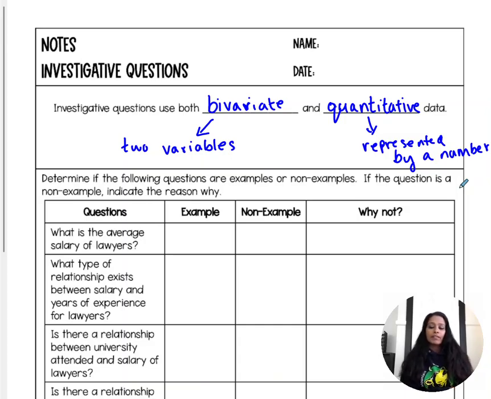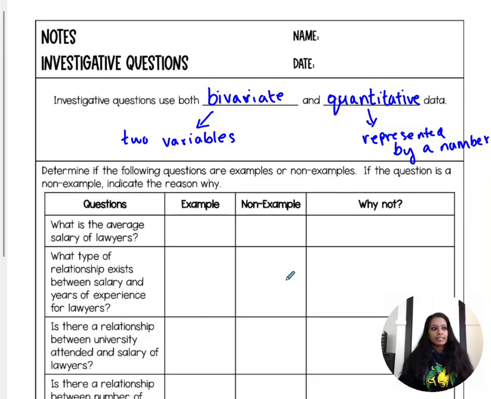But if the investigative question was something like, what did you eat for breakfast? I had oatmeal, or I had cereal, eggs, nothing, energy drink, you know, whatever. So those are not numbers, right? Those are just different items or different things. I cannot quantitate what you ate for breakfast. So anyway, that's the main thing I want you to think about when you're asking investigative questions.